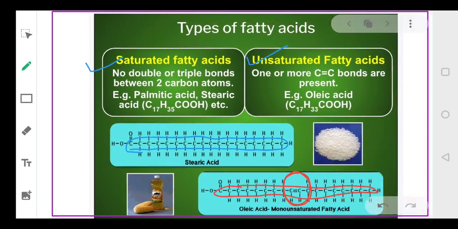So we have two types of fatty acids: saturated fatty acids and unsaturated fatty acids. In saturated fatty acids, there are no double bonds, there are no triple bonds. Carbon is joined with a single bond. The example is your stearic acid. Unsaturated fatty acid means where you will find double bonds are present. There can be one double bond, there can be more than one double bond. Those are referred to as unsaturated fatty acids. Example is your oleic acid. Oleic acid is an example of unsaturated fatty acids.